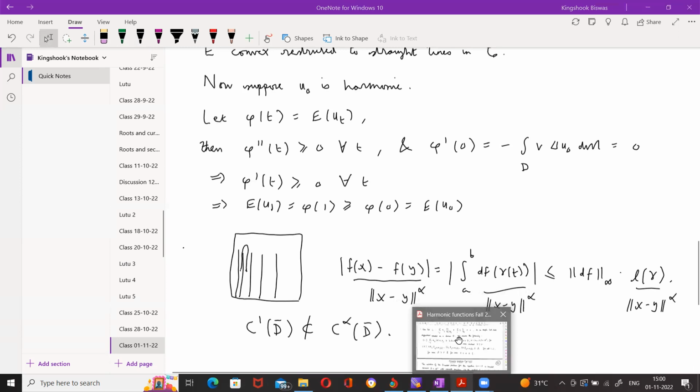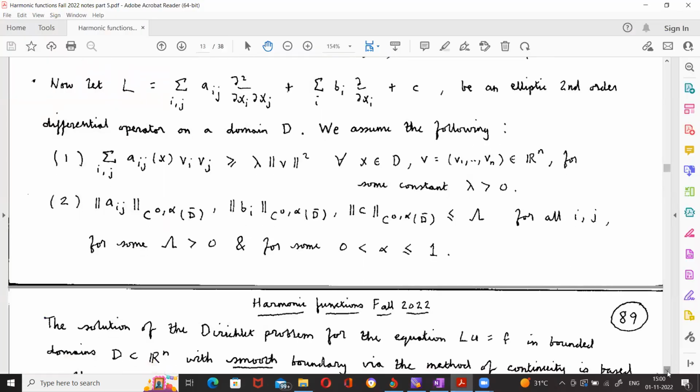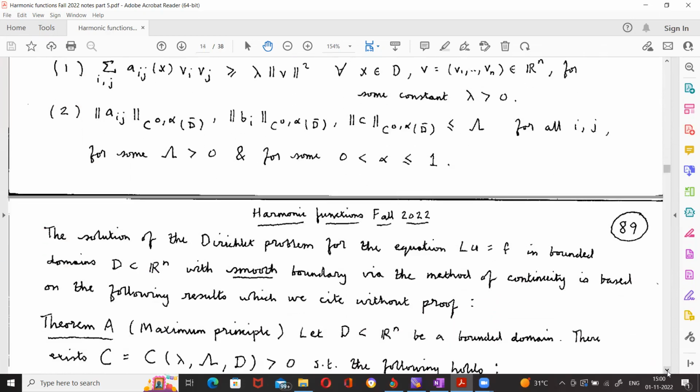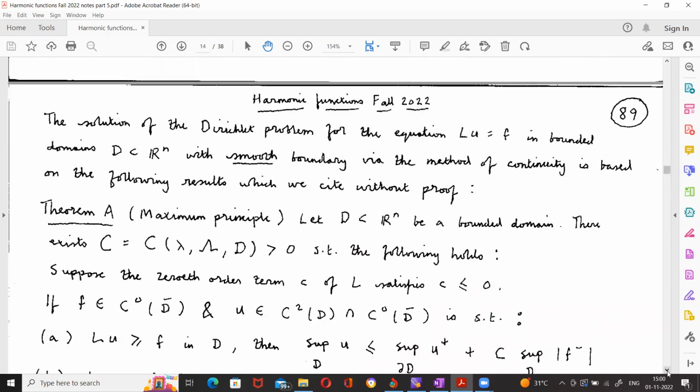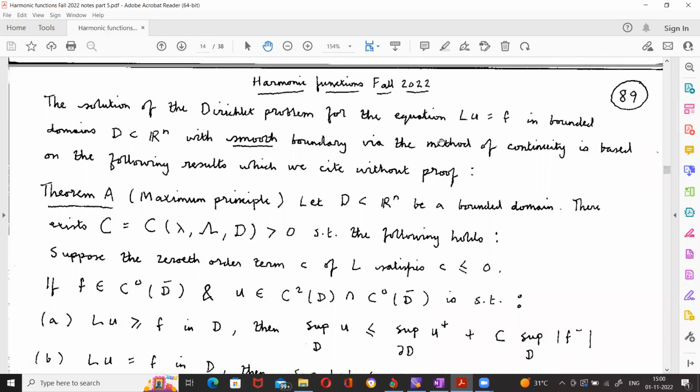Okay, now the solution of the Dirichlet problem for the equation Lu equal to f in bounded domains with smooth boundary. So we're only going to work with smooth boundary. Via the method of continuity, it is based on the following results, which we will cite without proof. These are from Gilbarg and Trudinger. You can look at that book if you want to, but the proofs are non-trivial. They take quite a bit of work.